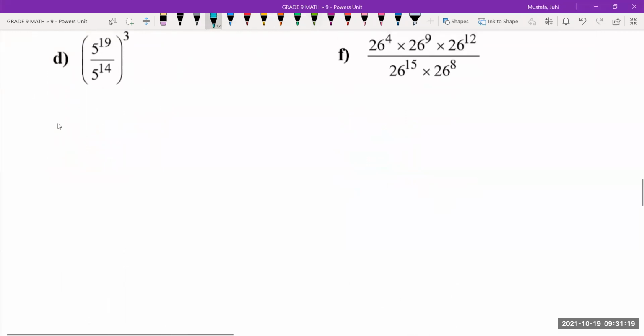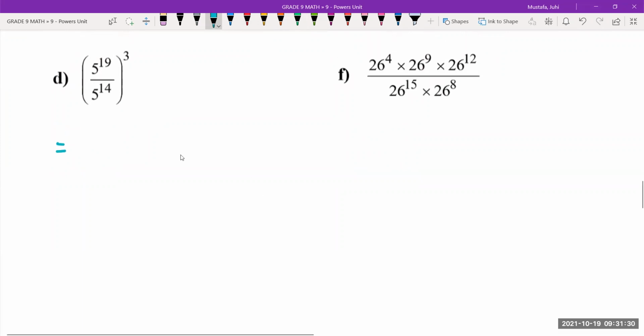Okay, question letter D. Again, BEDMAS. We've got to solve what's inside the bracket first. 5 to the power of 19 divided by 5 to the power of 14. Aritra, what do you think you're going to get for this? Yeah, and how did you figure that out? Good. And then we can't get to the power of 3. Aritra, keep going. What will our final answer be? Good job. 5 to the power of 15.